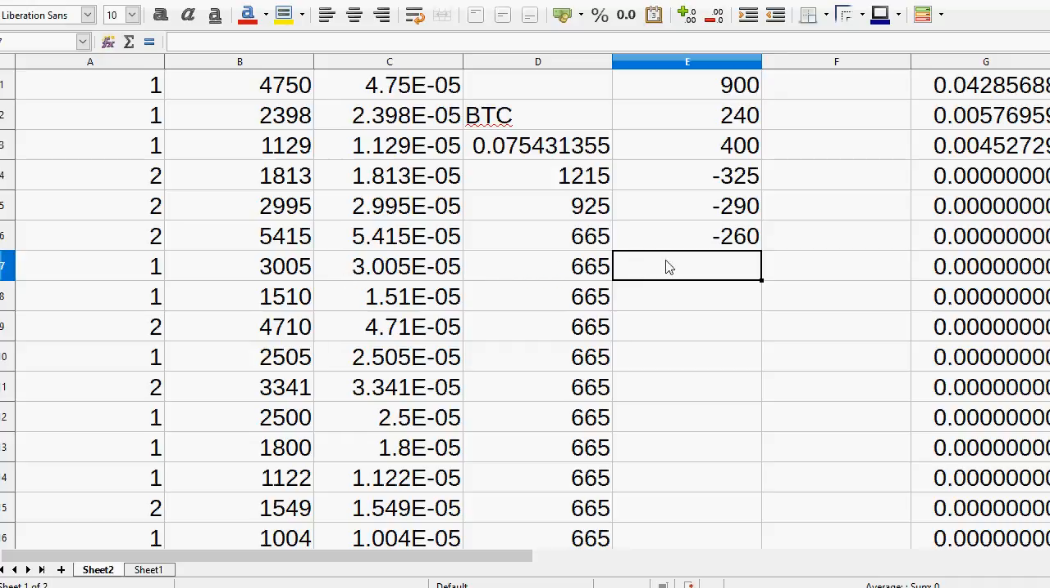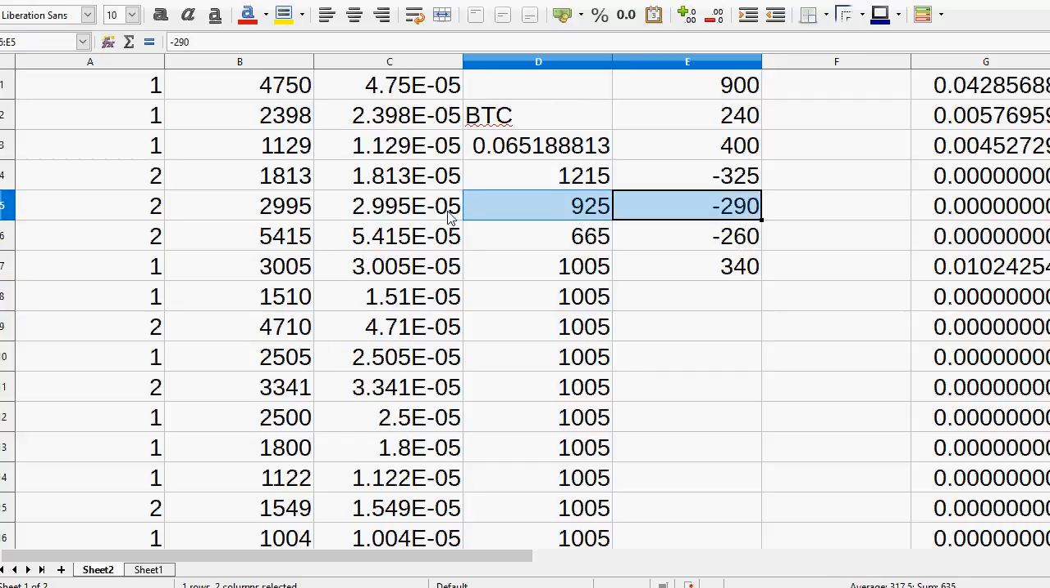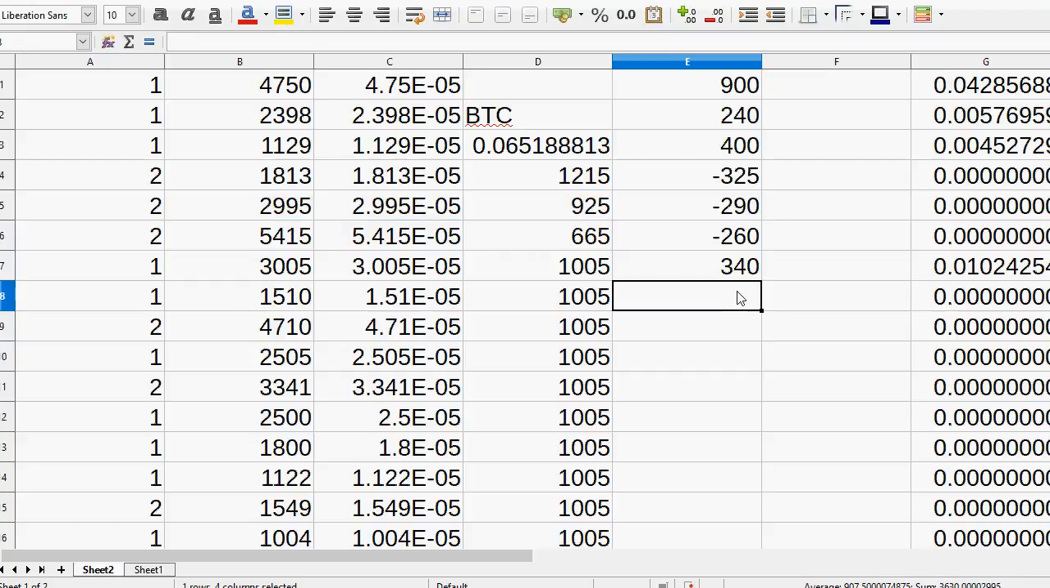Then the 3,000 buy comes in. If you sold 260 at 54, then I'm going to want to buy about 340 of them. 340 would cost me less than what I sold 260 for. This 290 sale of 29.95 is half the price. So I can go about 400.